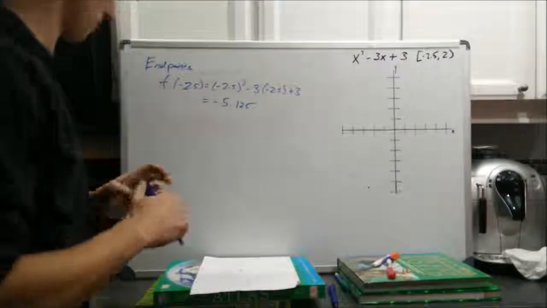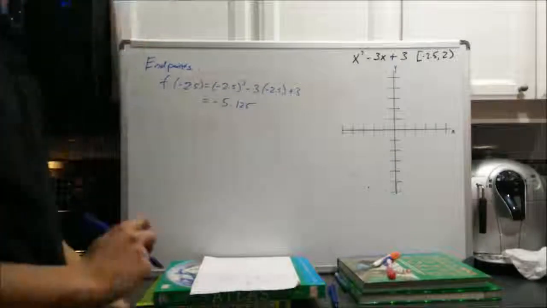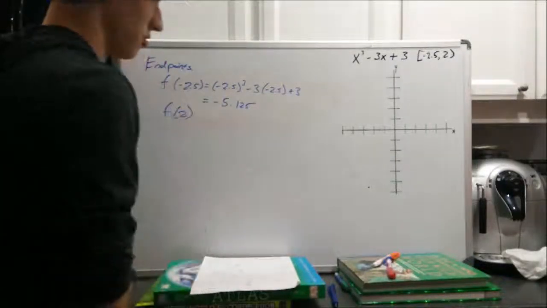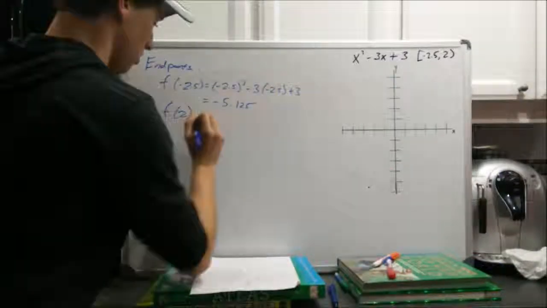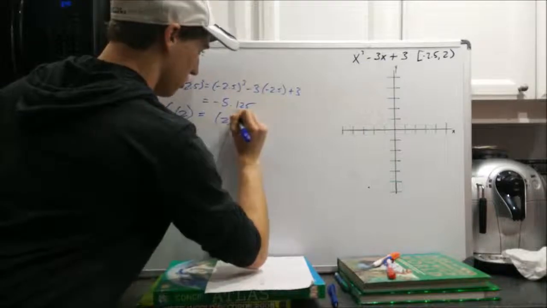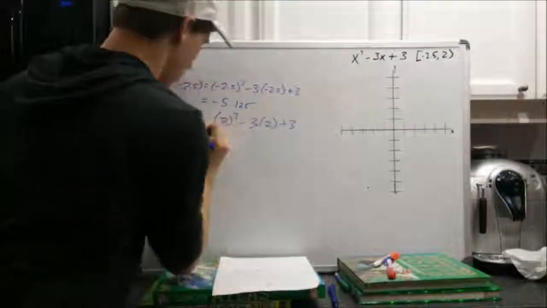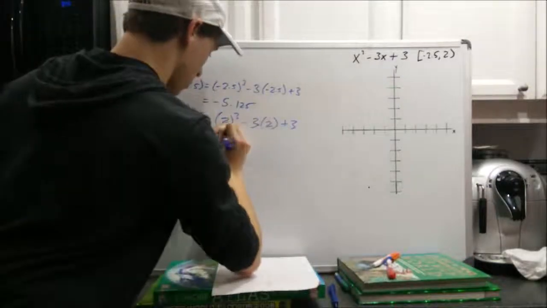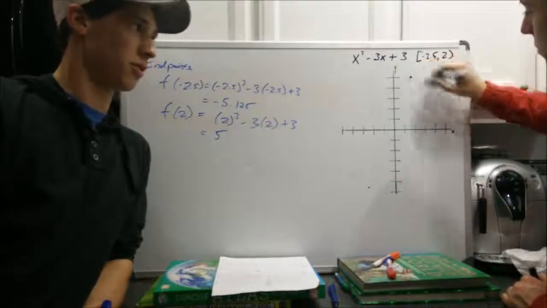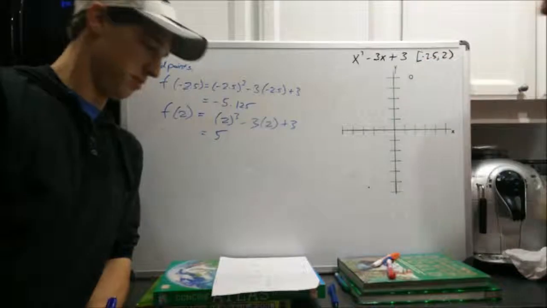Awesome. Now we're going to do the other point, f of 2. This is the right endpoint. Notice it's an open interval. Same f of x equation: 2 cubed minus 3 times 2 plus 3. That equals 5. So 2, 5 is somewhere right there. Open interval, my bad. There you go, so there's a discontinuity there.